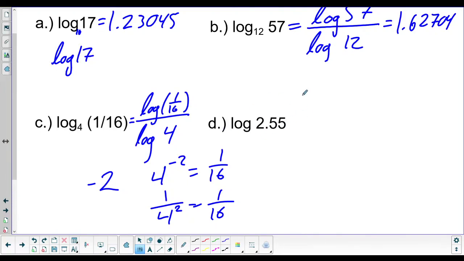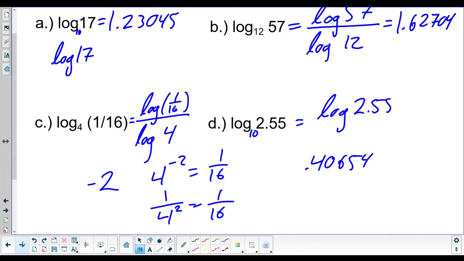This one, we've got a weird decimal. We just have to use the base change formula. So it's going to be log of 2.55 divided by log of the base, and the base here is 10. So we just type log of 2.55 into our calculator. And it is about 0.40654. Just type it into your calculator. I bet Desmos has a log button. Yeah, it shouldn't be too hard.